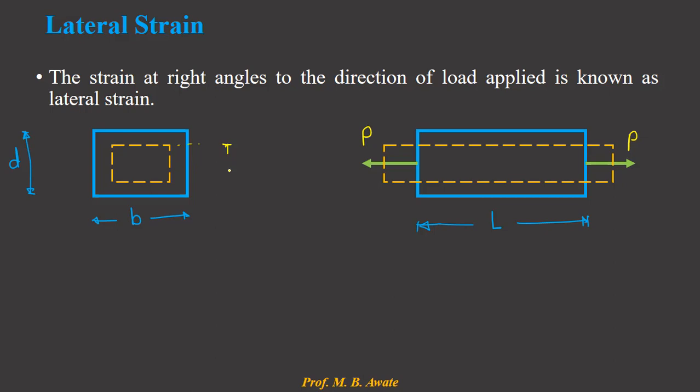So its depth will be, you can see, now d minus delta d, right? Because d was the original depth. Now it has been reduced by an amount delta d, so d minus delta d is its depth. Also its breadth has been reduced, and I can express its breadth as b minus delta b.